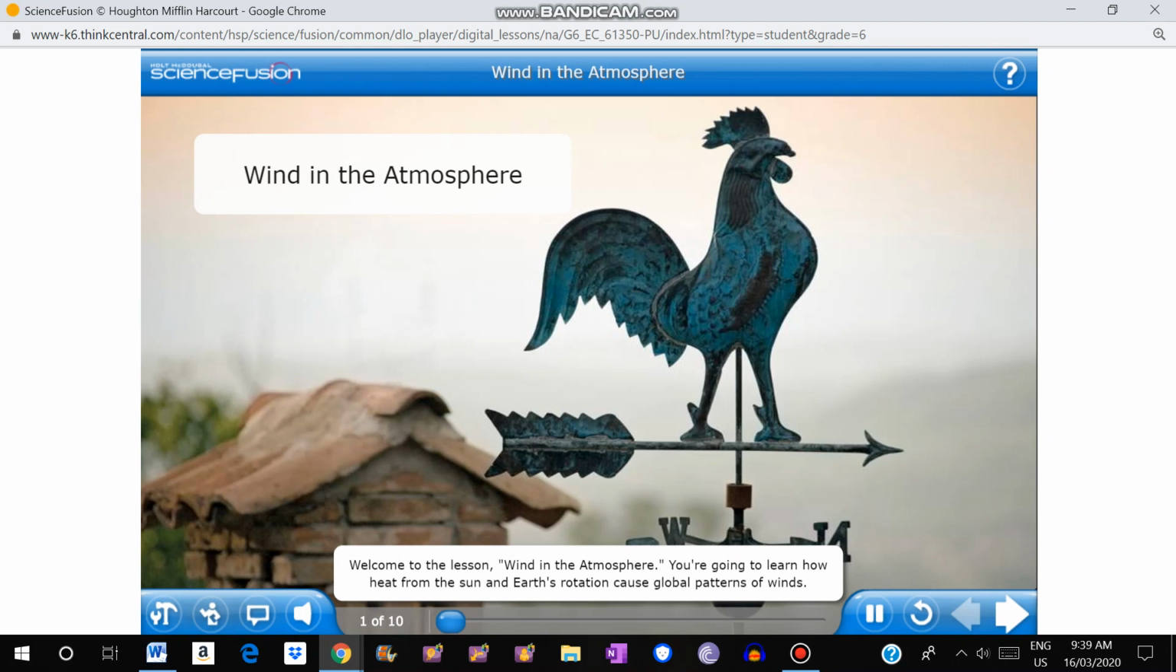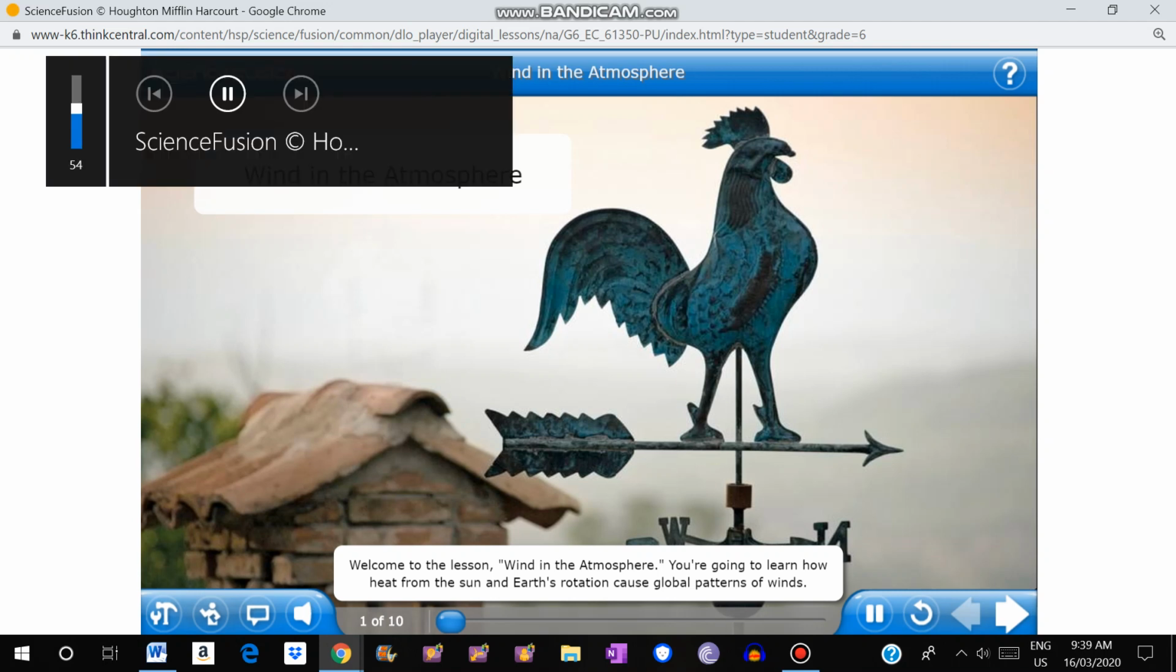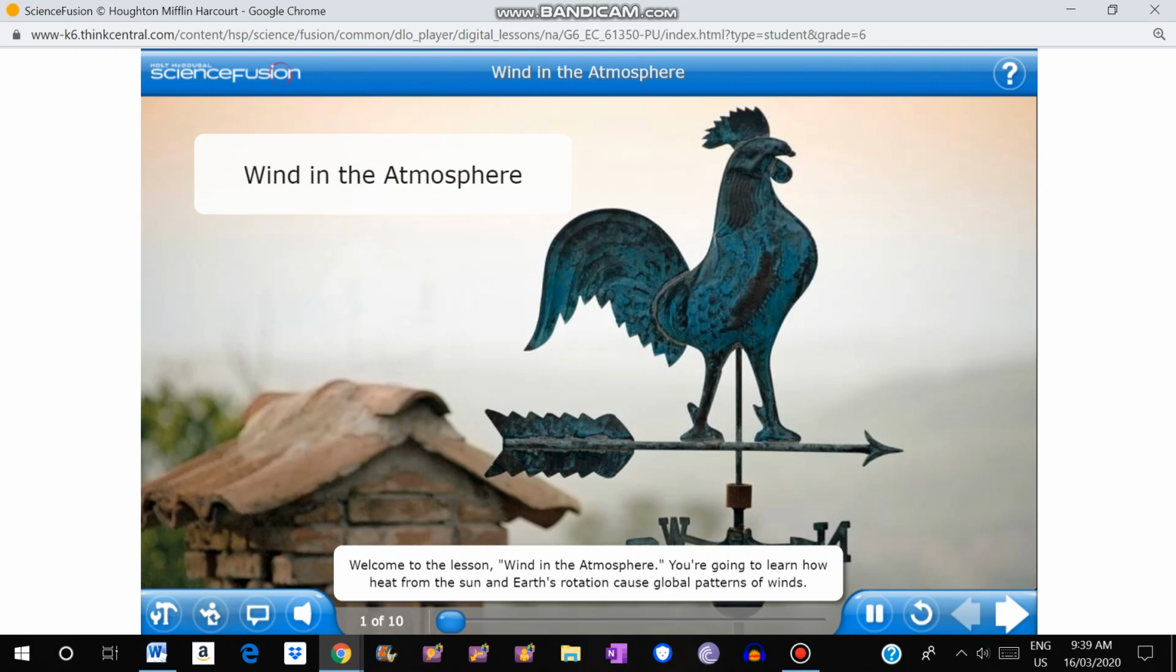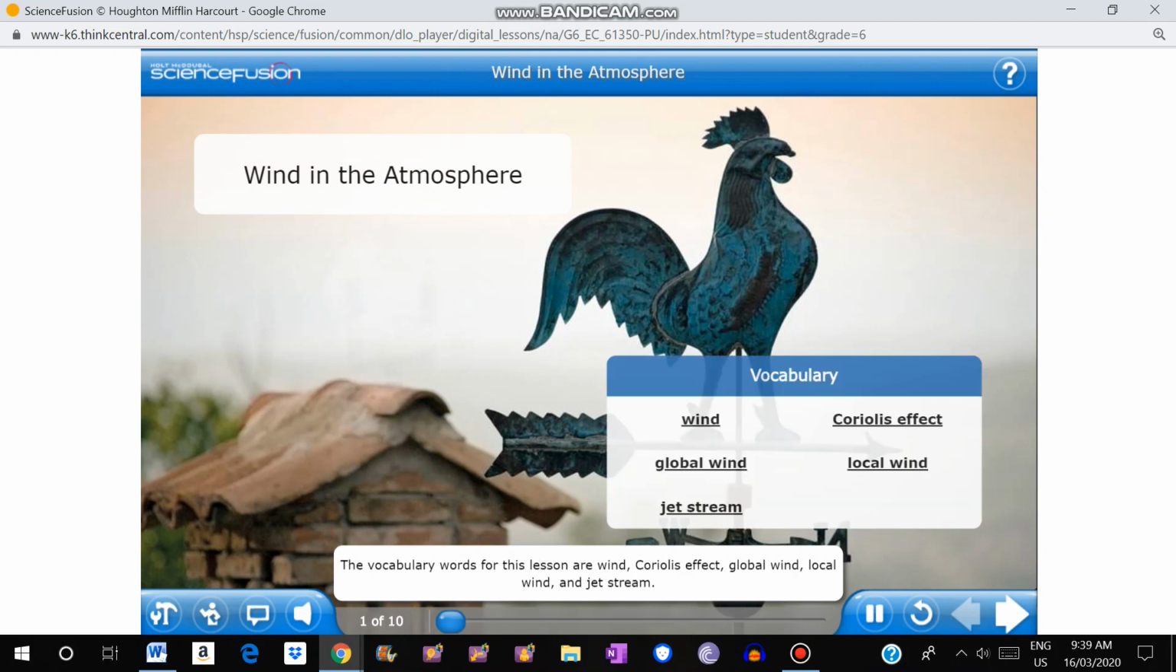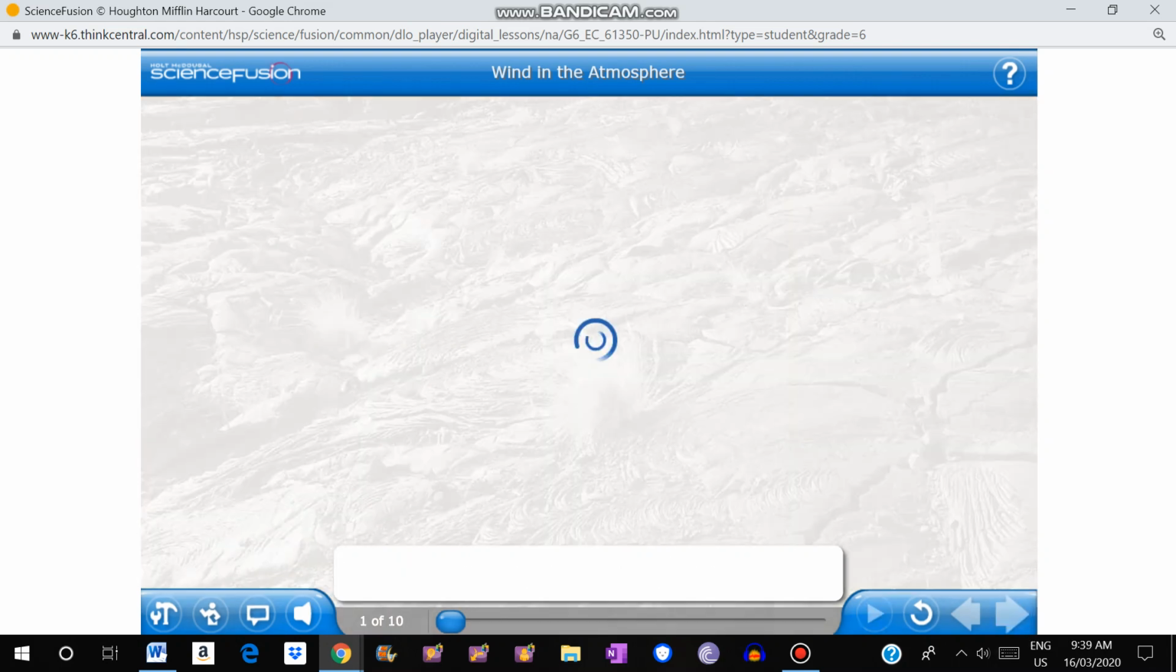Welcome to the lesson, Wind in the Atmosphere. You're going to learn how heat from the sun and Earth's rotation cause global patterns of winds. The vocabulary words for this lesson are wind, Coriolis effect, global wind, local wind, and jet stream. Click each word to find out.